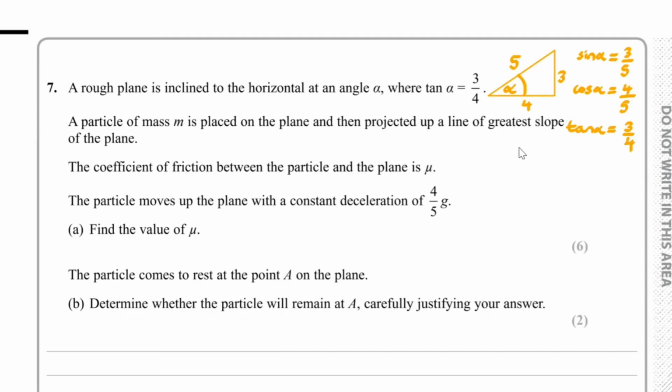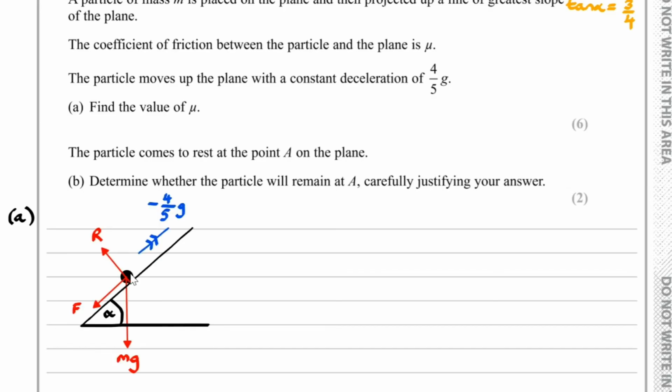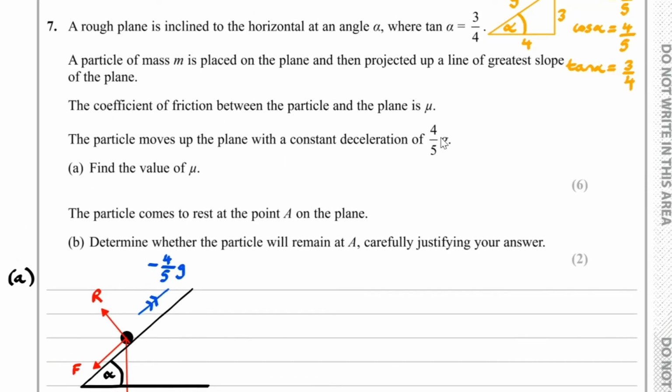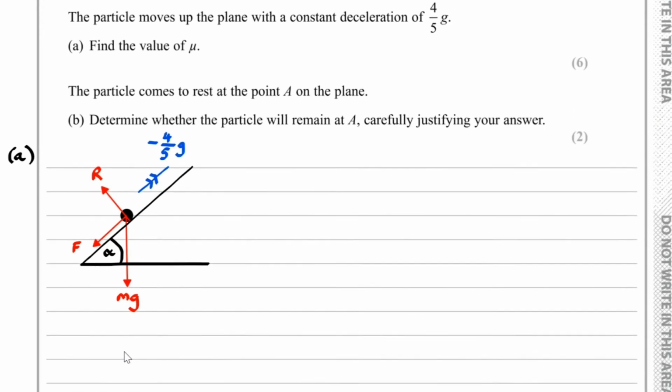Well, first of all, if we know that tan alpha is equal to 3/4, we can form a right angle triangle. The hypotenuse is 5, that's the square root of 4 squared plus 3 squared. And so sine alpha is 3/5 and cos alpha is 4/5, just in case we need them later on. So for part A, let's begin by drawing a diagram. We've got our particle, it moves up the slope with constant deceleration 4g/5, which is why we've got the negative. We've got the reaction force, we've got friction acting in the opposite direction of where the particle is travelling up, and then we've got the weight.